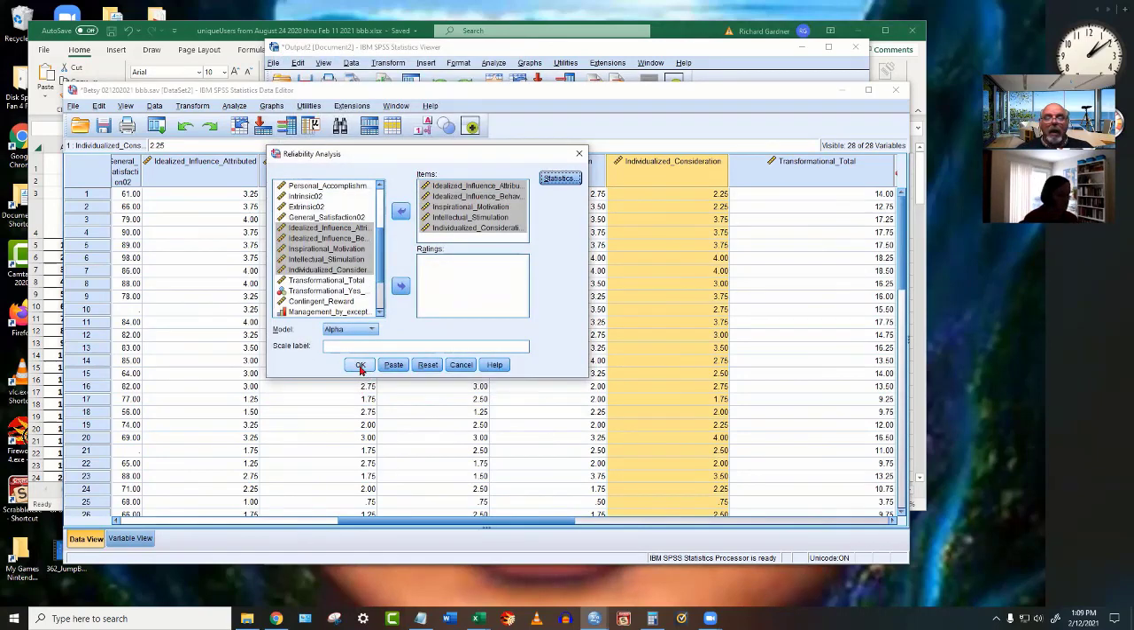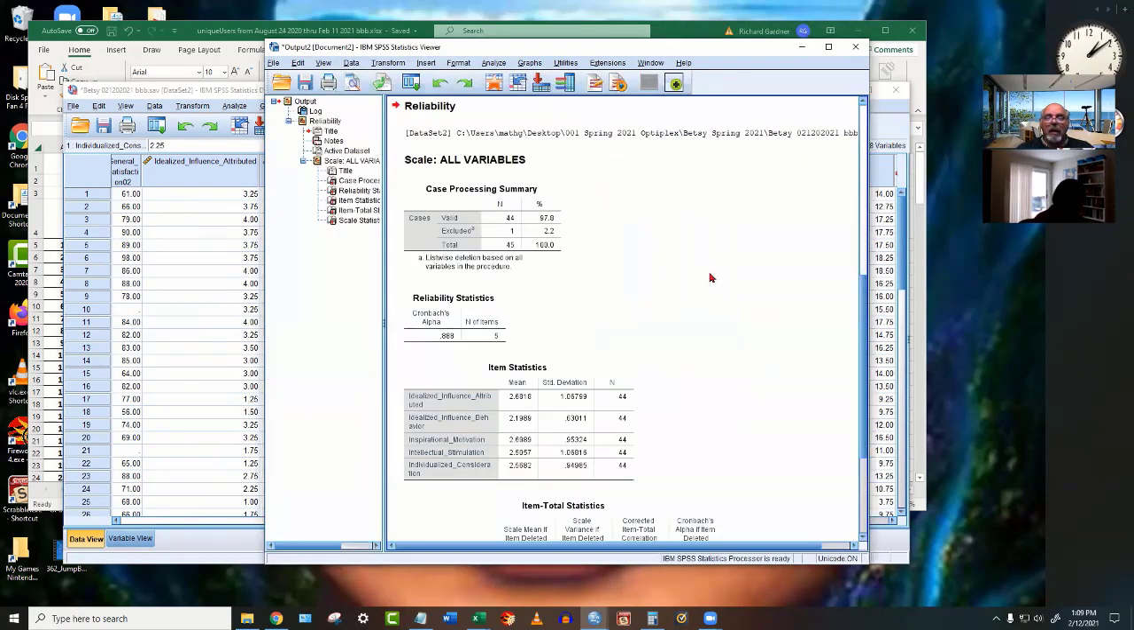Ready? Are you sitting down? I am. It's 0.888. So you want a value of what? It's got to be greater than 0.7. So you're going to write something like, these five subscales had a Cronbach's alpha of 0.888. Therefore, the reliability of this factor that you use to make the subscales is in fact a good factor. Does that make any sense? Yes. And then make it sound statistic-y.